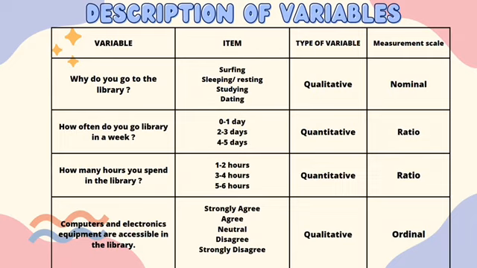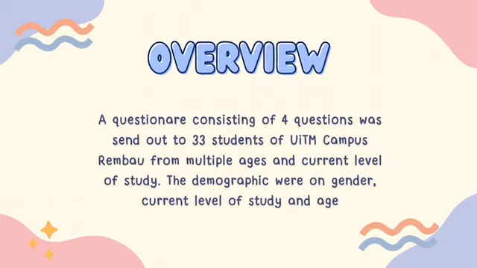Okay, my name is Muhammad Irfan, and now I'm going to present my part, which is data analysis. As for the overview, a questionnaire consisting of 4 questions was sent out to 33 students in UiTM Campus Rembau of multiple ages and current levels of study. The demographics were on gender, current level of study, and age.